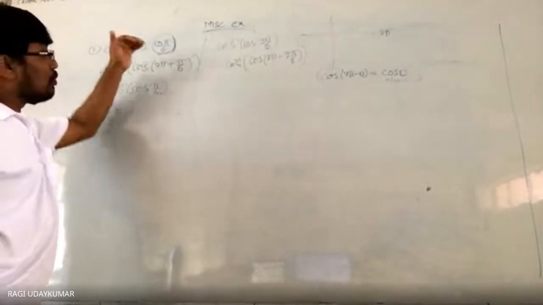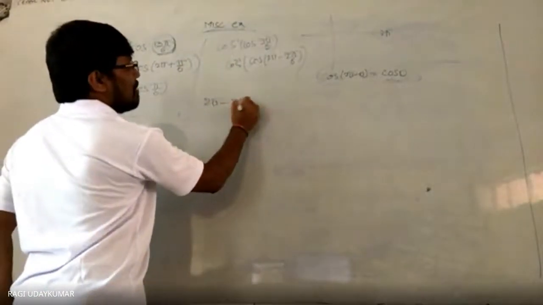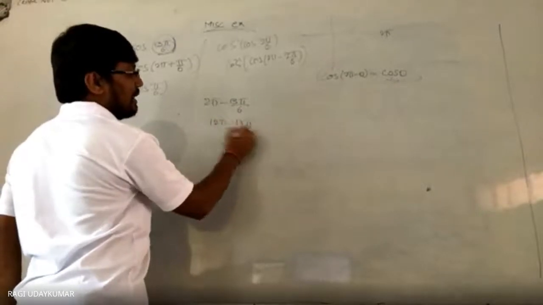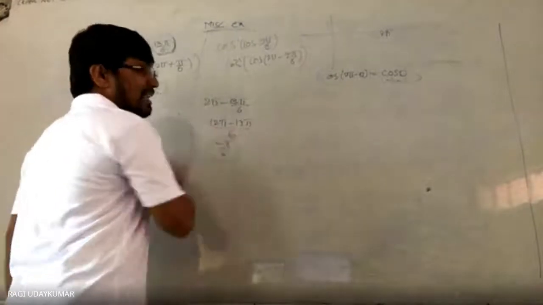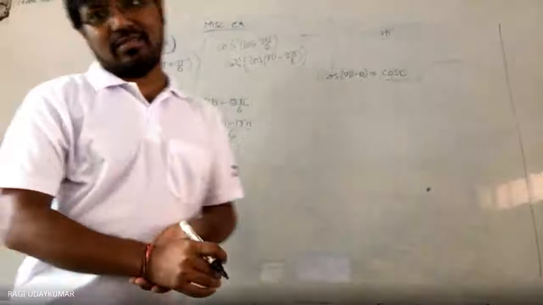Yes, you can do it. But if you do this one in that way, what do you get? 2 pi minus 13 pi by 6. So 12 pi minus 13 pi by 6 you get. This problem if you try, what do you get? Minus pi by 6 you get. Minus pi by 6 is not in the principal value branch of the cos.